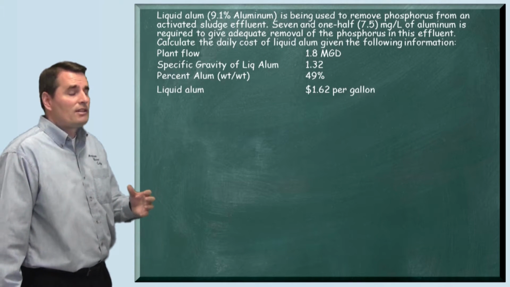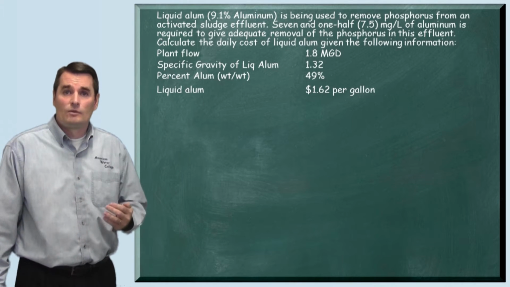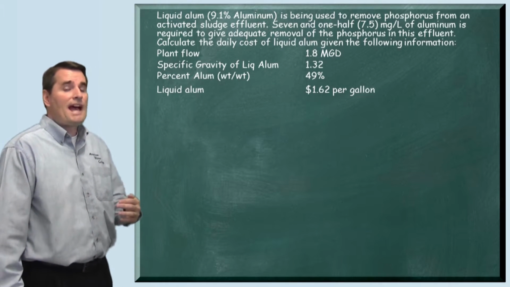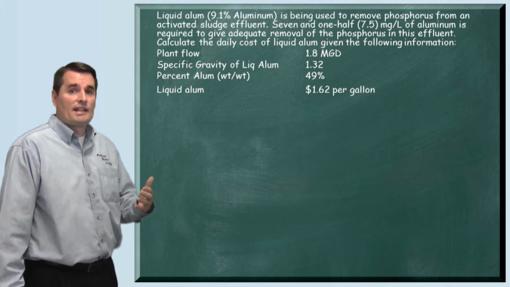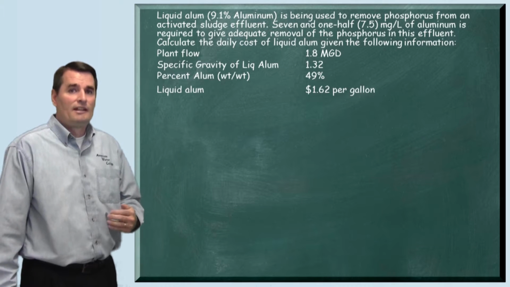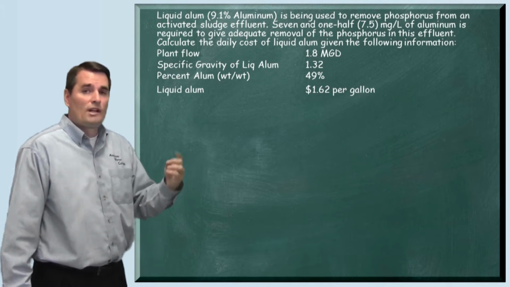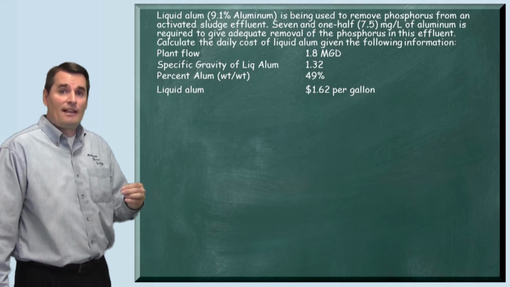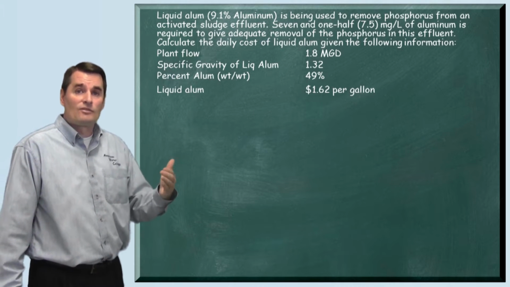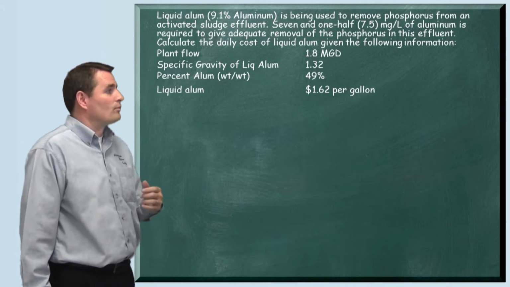So if we can calculate the pounds per day of this liquid alum that we're using, we can then use that answer to calculate how many gallons per day of liquid alum we're using. And once we know the gallons per day, we can use this equivalent of $1.62 for every gallon to solve for the cost, or the dollars per day. Well, let's get started using our normal approach.